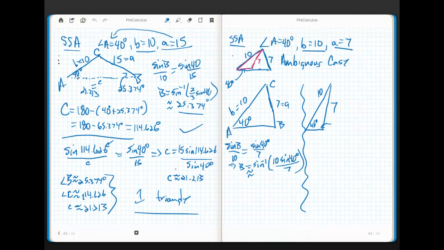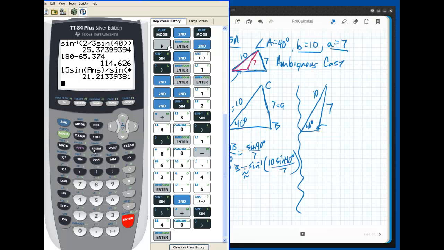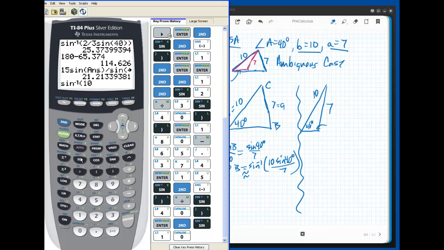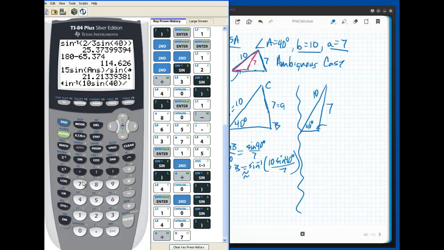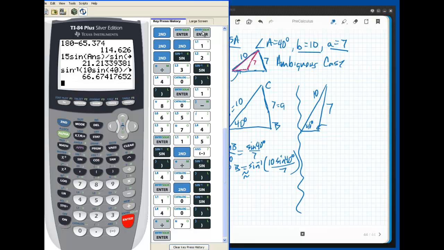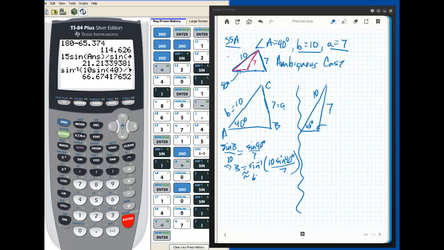So let's see. I'm going to go back to my calculator. What do I got here? I'm going to have the inverse sine of 10 sine 40 divided by 7. And let's see what it gives me. I get approximately a 66 degree angle. So approximately 66.674 degrees. So angle C is easy to solve for, right?